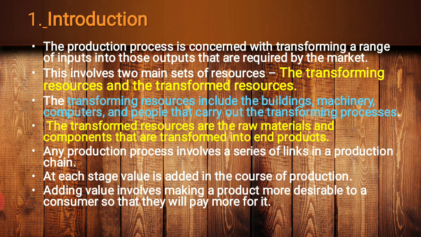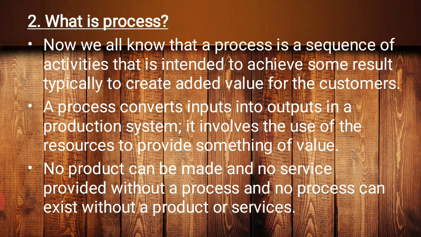Any production process involves a series of links in a production chain. That means one by one we carry out one process, then the other, and then the other, stage-wise. At the end we get the end product which is consumed or desired by the customers. And if we put more effort into bringing up this product, ultimately the customers are ready to pay high for the products that they desire. When we change these inputs into output through some kind of process, it is simply said to be the production process, right? Now, what is a process?